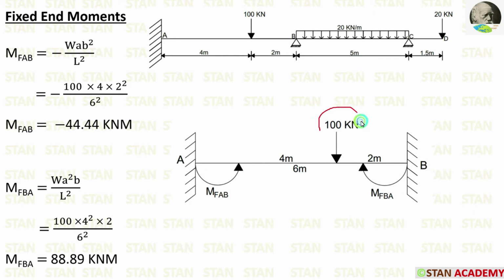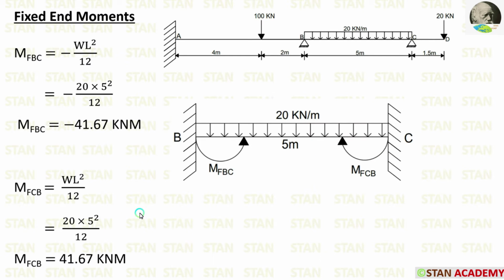In this span, we are having a point load. This point load is not acting on the center. If the point load is not acting on the center, we have to split the span into two parts, a and b. Here a is 4 meter and b is 2 meter. The fixed end moment formulas are minus Wab squared by L squared and positive Wa squared b by L squared. We can apply the values inside the formula. W is 100 kN, a is 4 meter, b is 2 meter and the length is 6 meter. Finally, we are getting M of AB is equal to minus 44.44 kN meter and M of BA is equal to 88.89 kN meter.